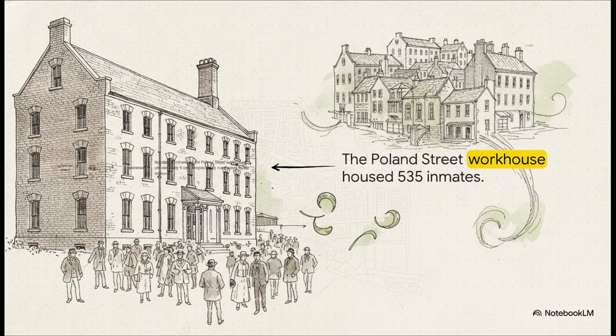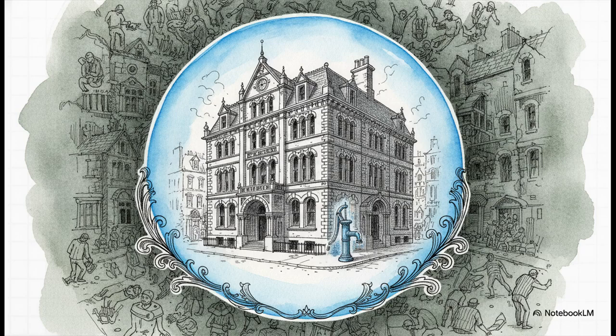The Poland Street Workhouse. This facility housed a massive population of 535 inmates, and it sat quite literally right in the dead center of the outbreak's epicenter. Yet, out of those 535 inmates completely surrounded by sickness, there were only 5 workhouse deaths.